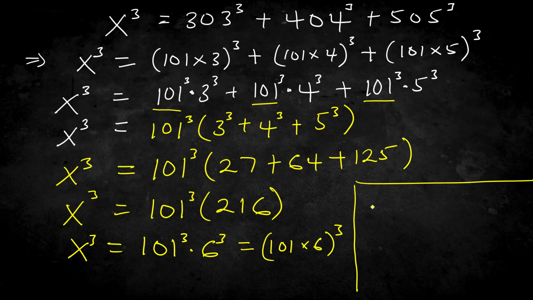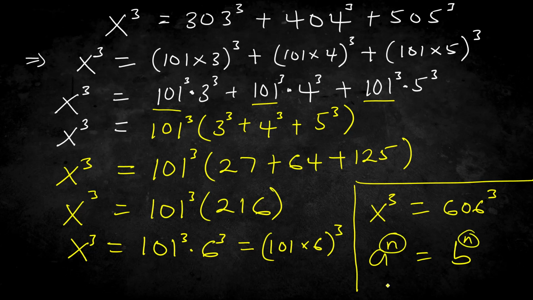All right, so we have x cubed equals 101 times 6, which is 606 cubed. Now when we're given a raised to n equals b raised to n, with the powers being equal, therefore a is the same as b. So since the powers are equal, we can conclude that x is straight away 606.